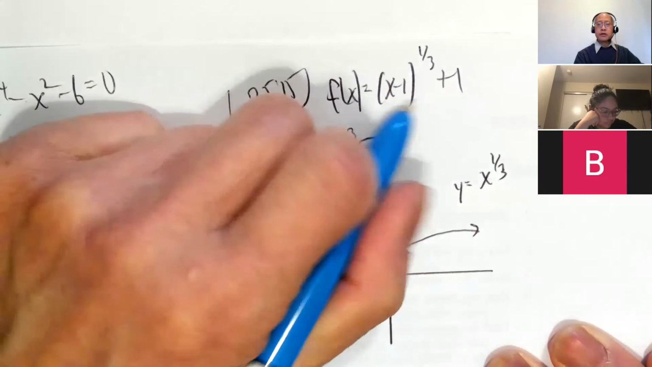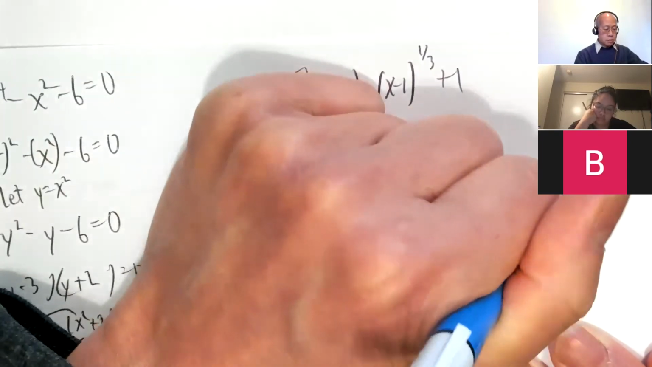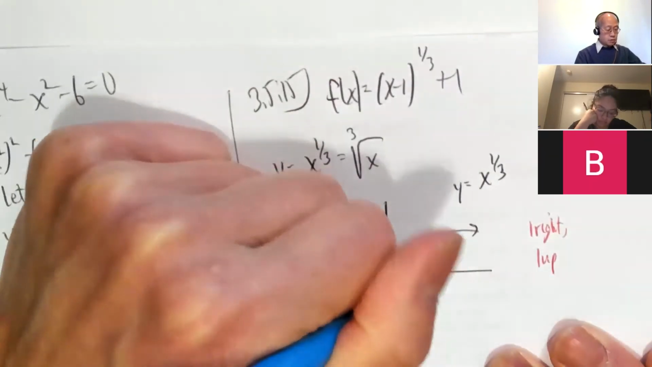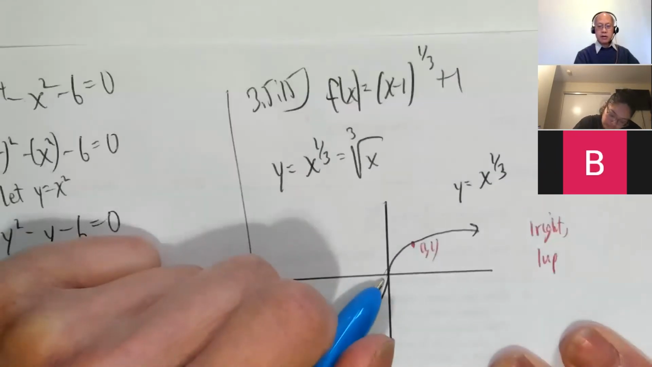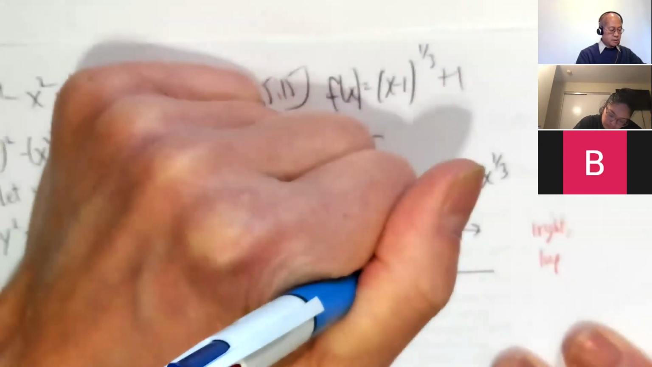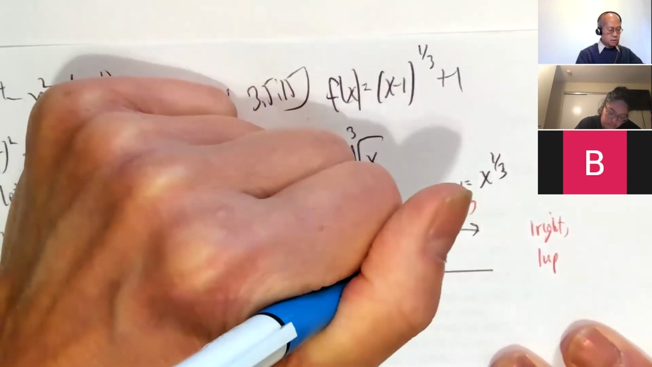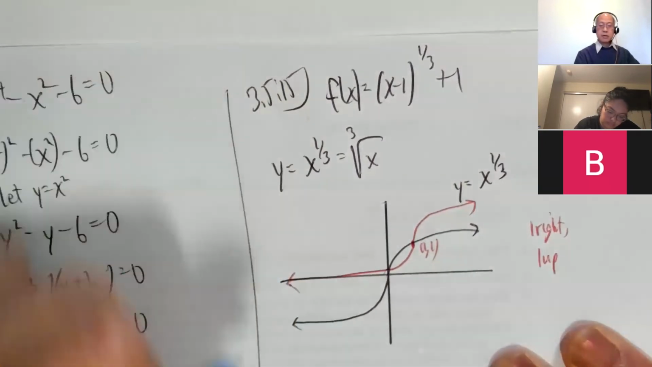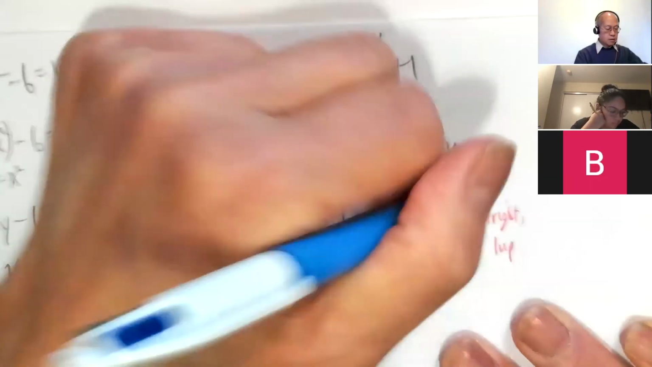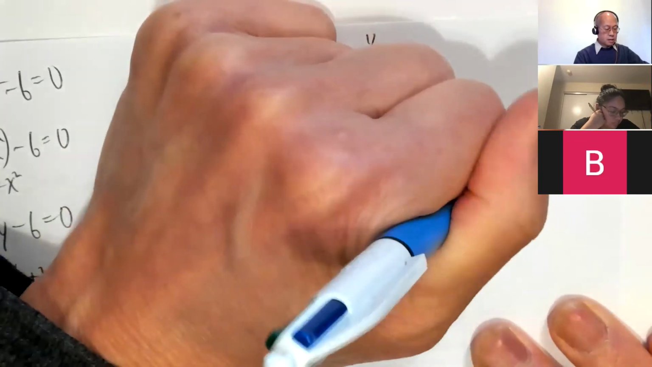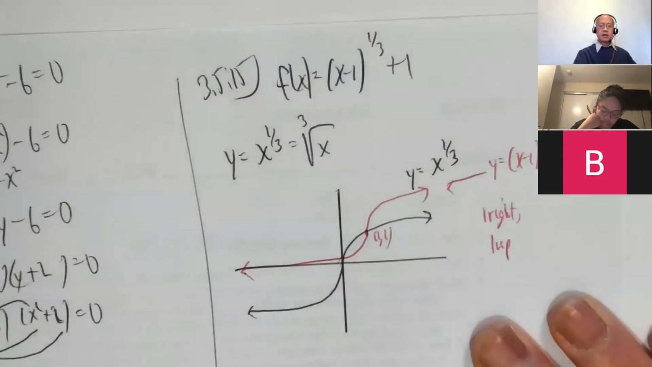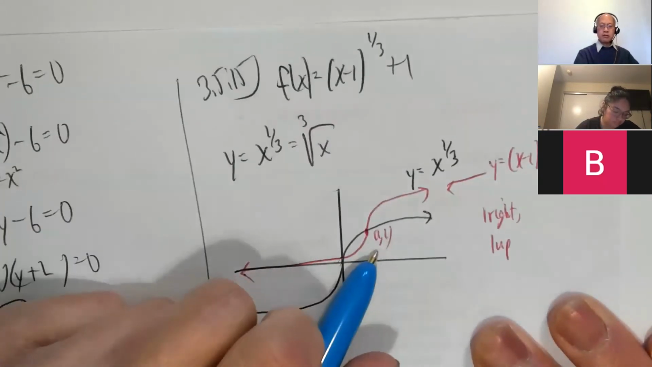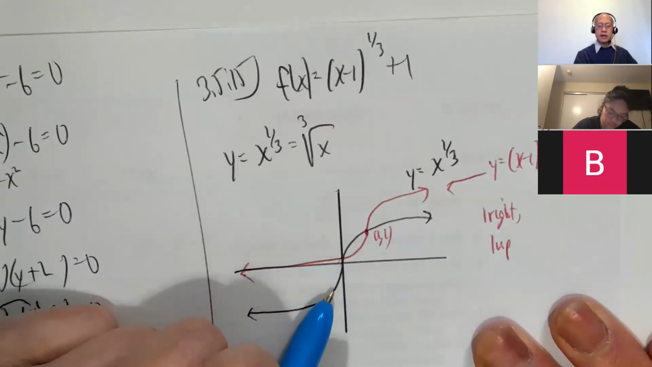And then I translate 1 to the right and 1 up. 1 right, 1 up. So here's the point 1, 1. And I try to draw the same graph as I had over here. Okay, so something like that. So the red is y equals x minus 1 to the 1/3 plus 1. All I've done is lift it up and move it to the right 1 unit. Ends up looking something like that.